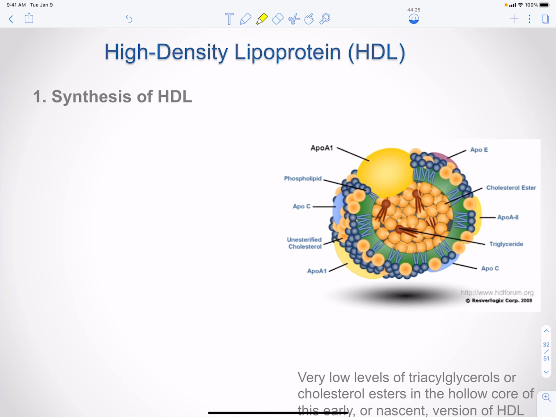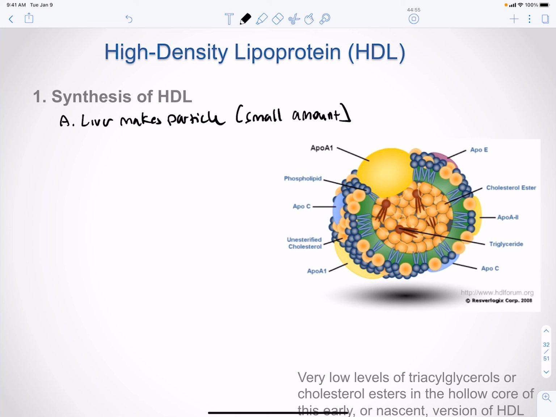So we also have our high-density lipoproteins. Our synthesis of high-density lipoproteins is going to be done in 3 ways. The first is simply a liver cell making a nascent high-density lipoprotein particle. And this is a very small amount.